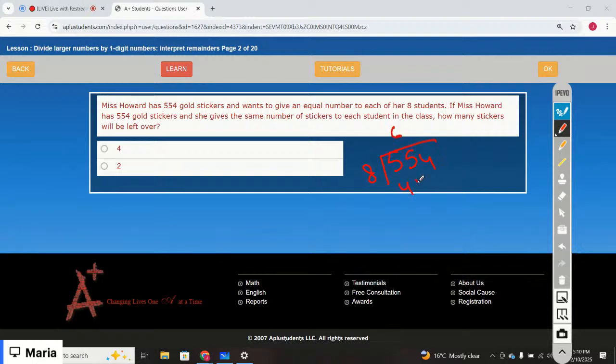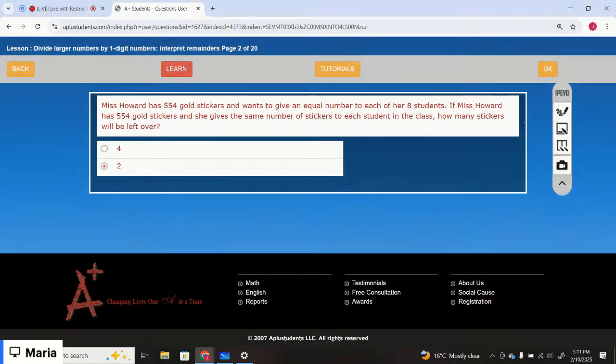8 times 6 is 48. We can go for 8 times 6. Now bring down the next digit. 8 times 9 is 72. So you have 2 left. So option number 2 is the correct option.